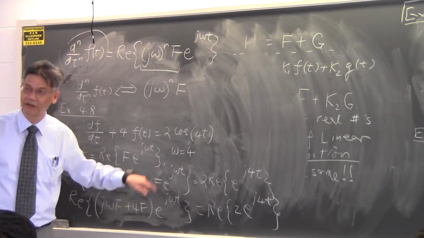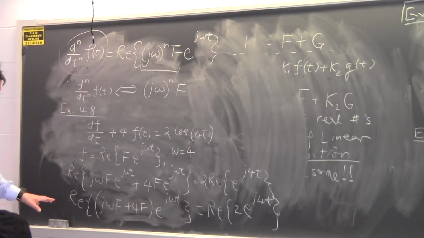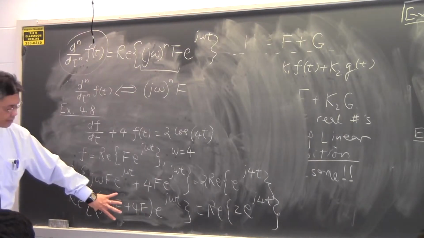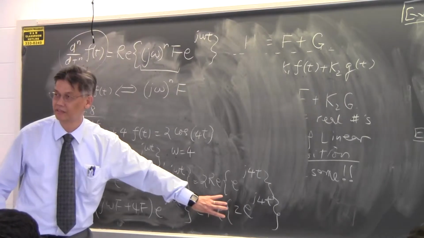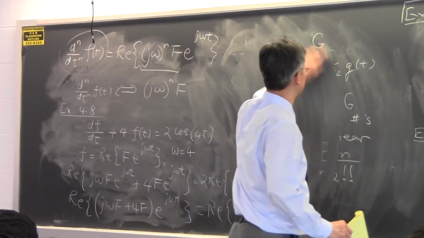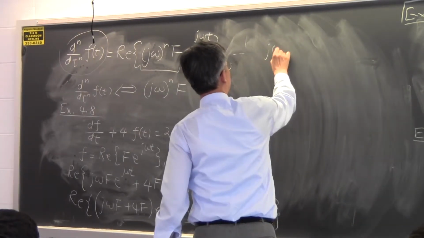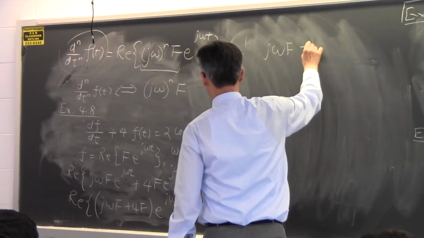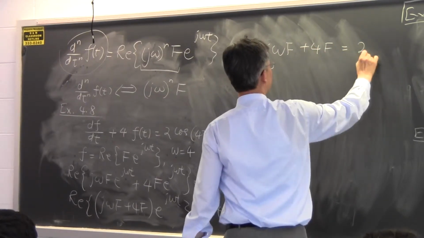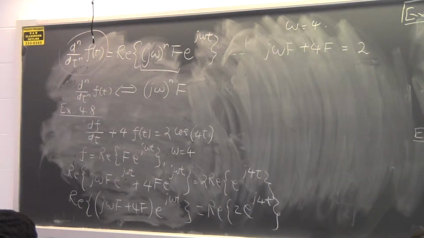This number is going to go round and round and round on the complex plane, right? So if this is going to be obeyed for all time, then this part must be equal to that part. Because of that, you argue that the equation must be j omega f plus 4f equal to 2, and omega must be equal to 4 in order for that equation to be satisfied. But look at how simple this equation is.